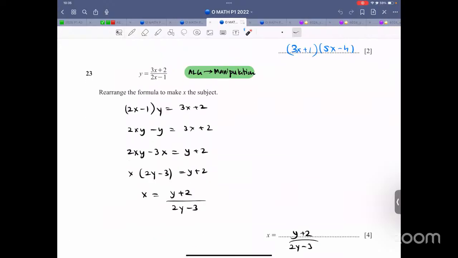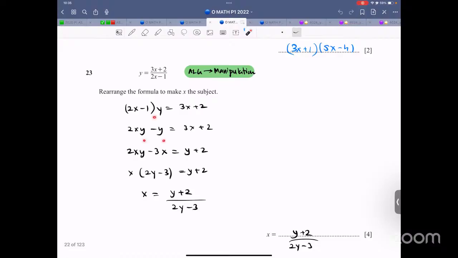Algebraic manipulation, make x the subject. Cross multiply, open up the bracket, gather all the terms with x on one side, take x common, that is the subject.